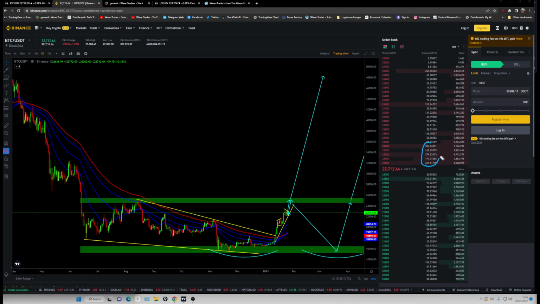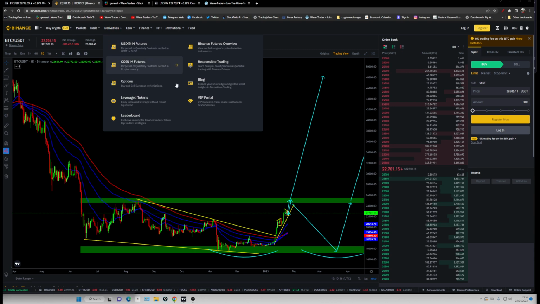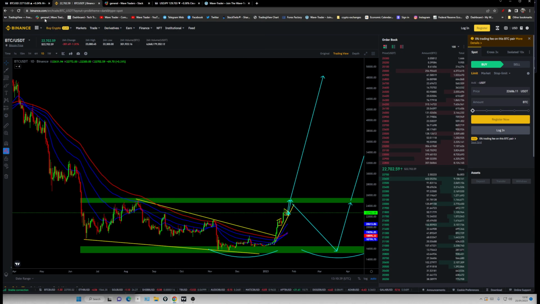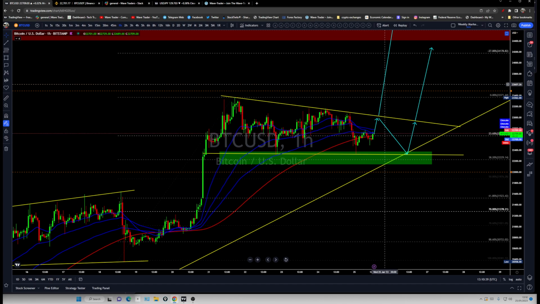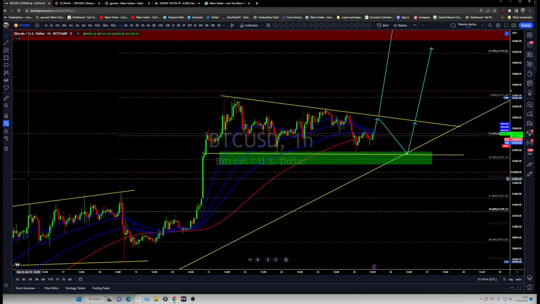Sellers are trying to make that correction bigger, but buyers are also building over there. So we got a lead from APT. The breakout from APT is telling us that we may see a breakout on Bitcoin. So you're watching that previous low and Bitcoin breaking through and continuing to keep heading towards 25k.